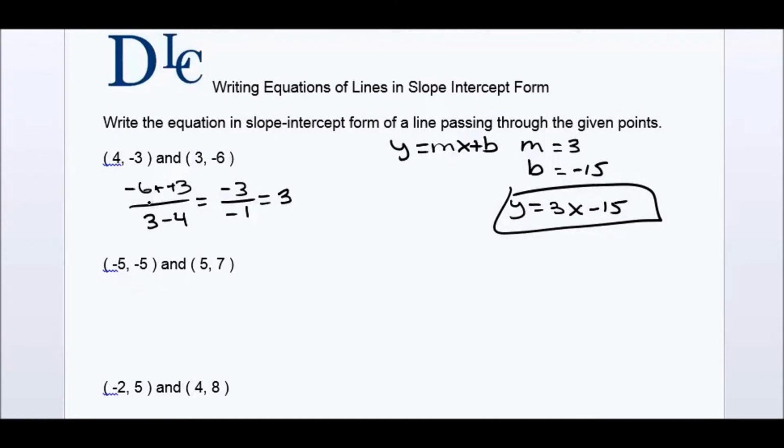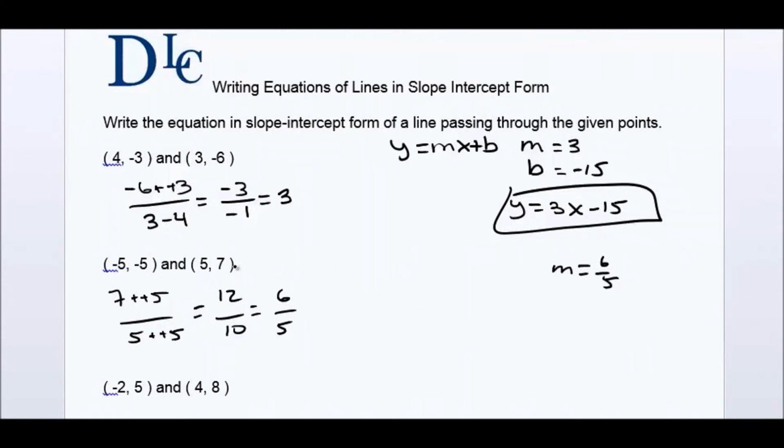Alright, so using the slope formula, let's find our slope. So 7 minus a negative 5 over 5 minus a negative 5. This is all plus. So 7 plus 5 is 12. 5 plus 5 is 10. We can simplify this. Divide by 2 is 6. Divide by 2 is 5. 6 over 5. So we have our slope, which is 6 over 5.